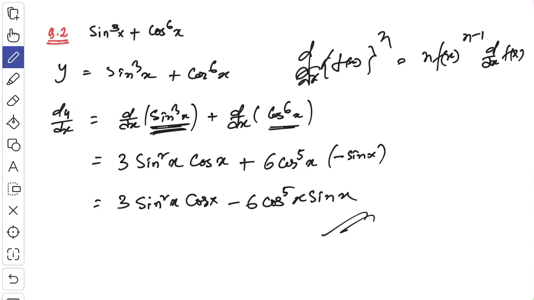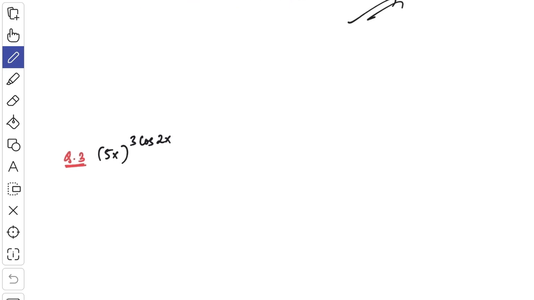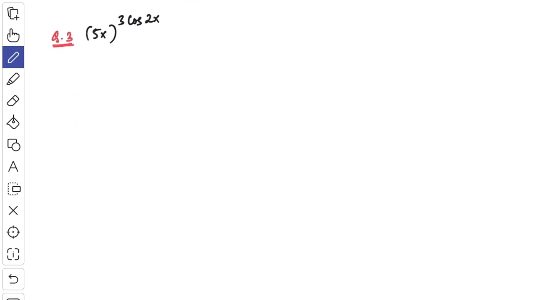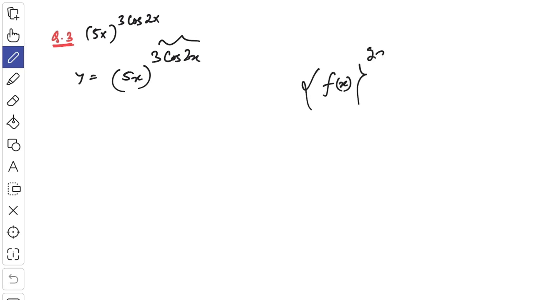Now let's move on to the next question. Question number 3. Here you see, let y = (5x) to the power 3 cos 2x. So in this case, what are we going to do in such type of problem? Here you see, this power is not a numerical value. Here again we have a function. When you have a function f(x) to the power another function g(x), then take log on both sides.